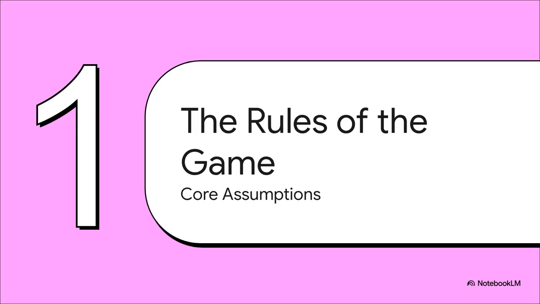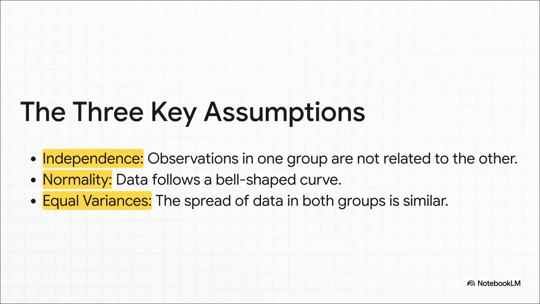Okay, so we've got our three tools, but how in the world do you know which one to grab? Well, the secret is understanding the rules that each test plays by. In statistics, we call these assumptions. And believe me, getting this part right is probably the most critical step in this whole process. It really boils down to three big rules.